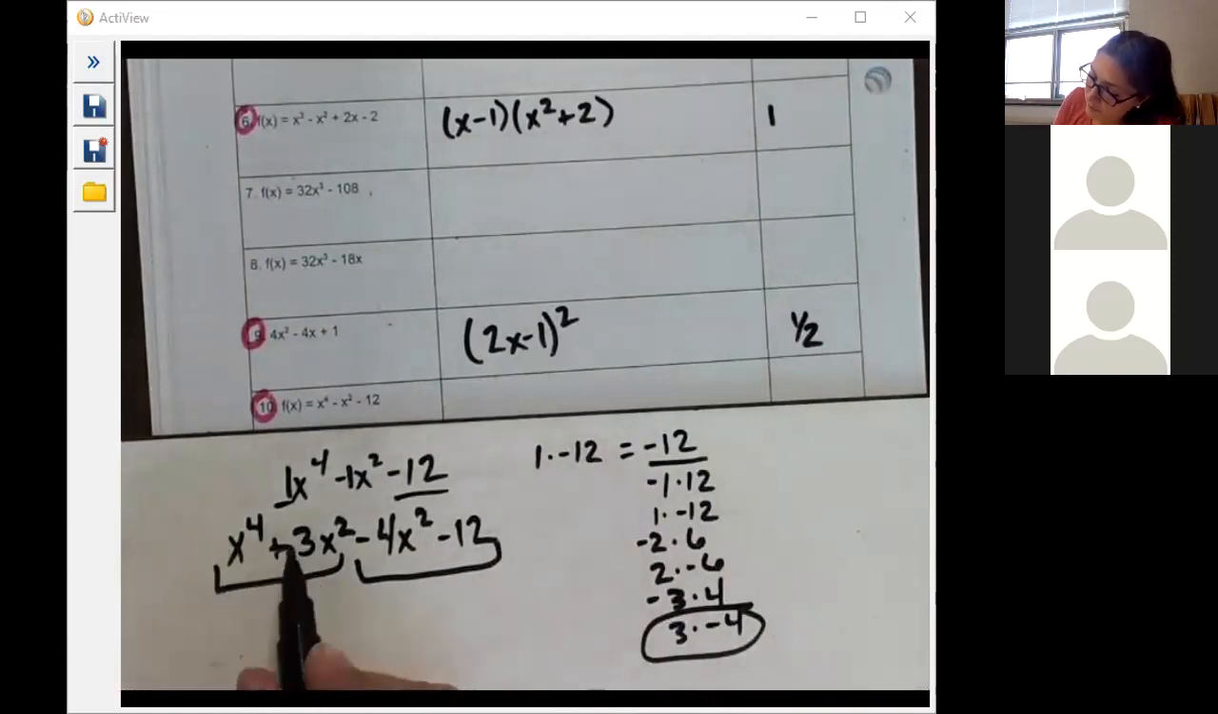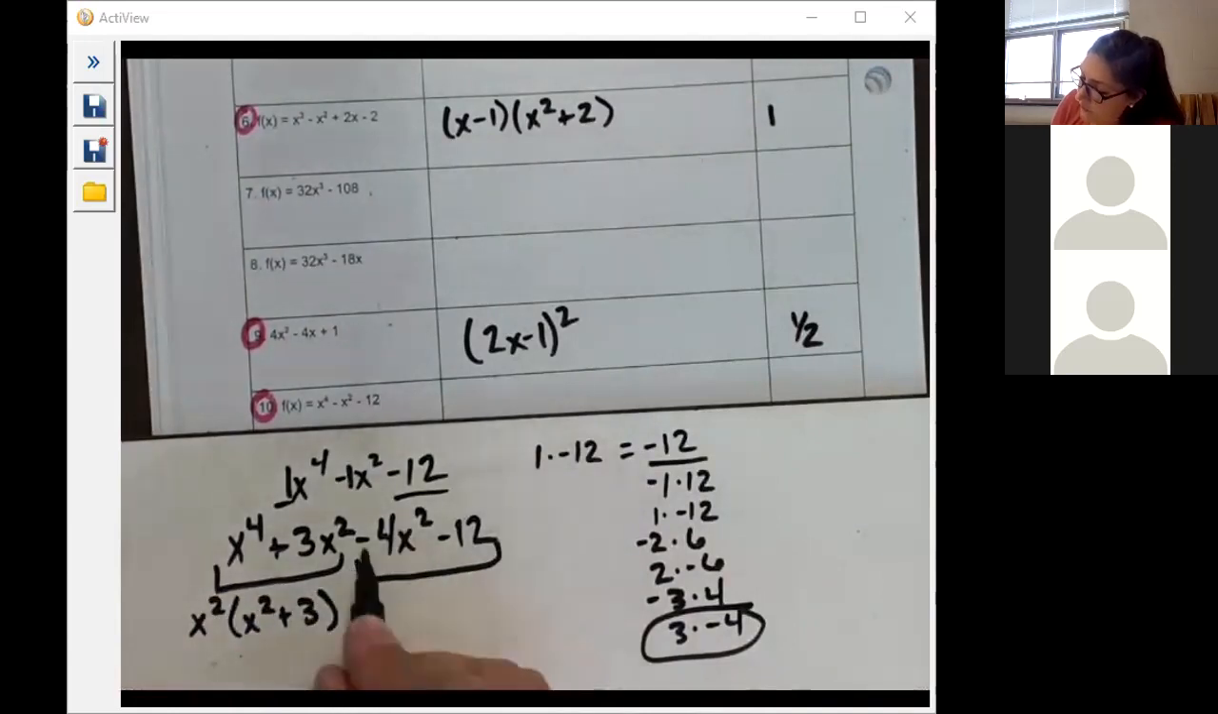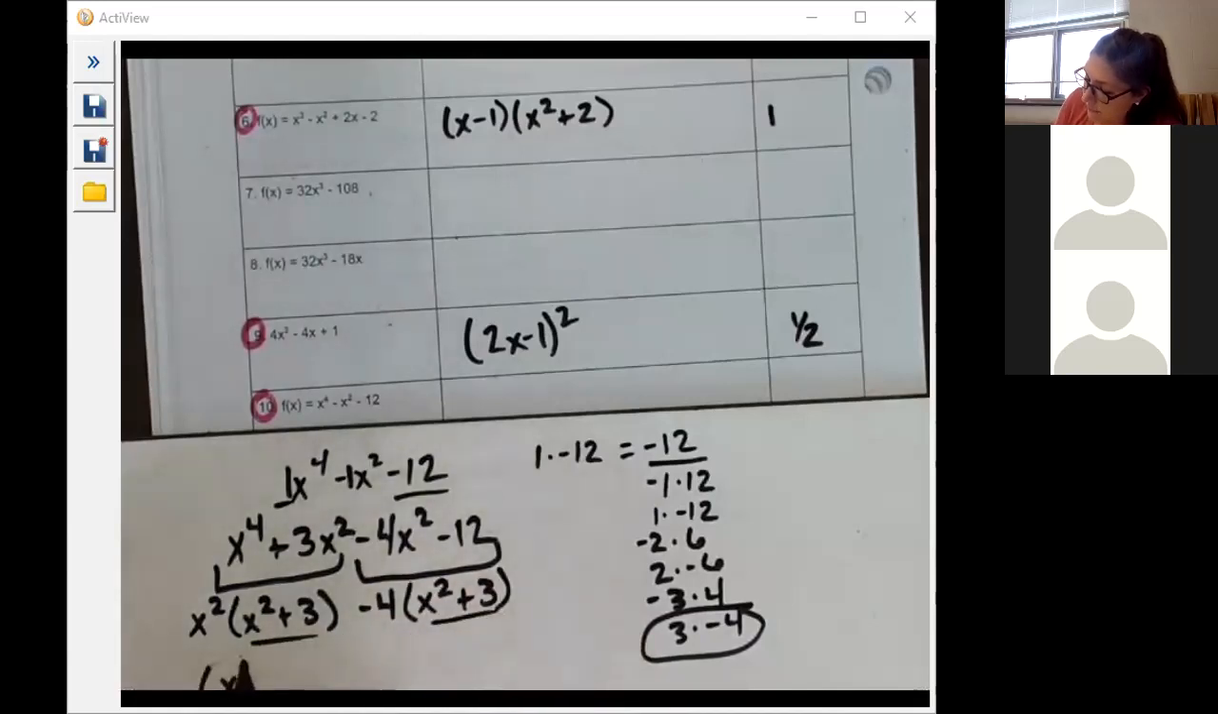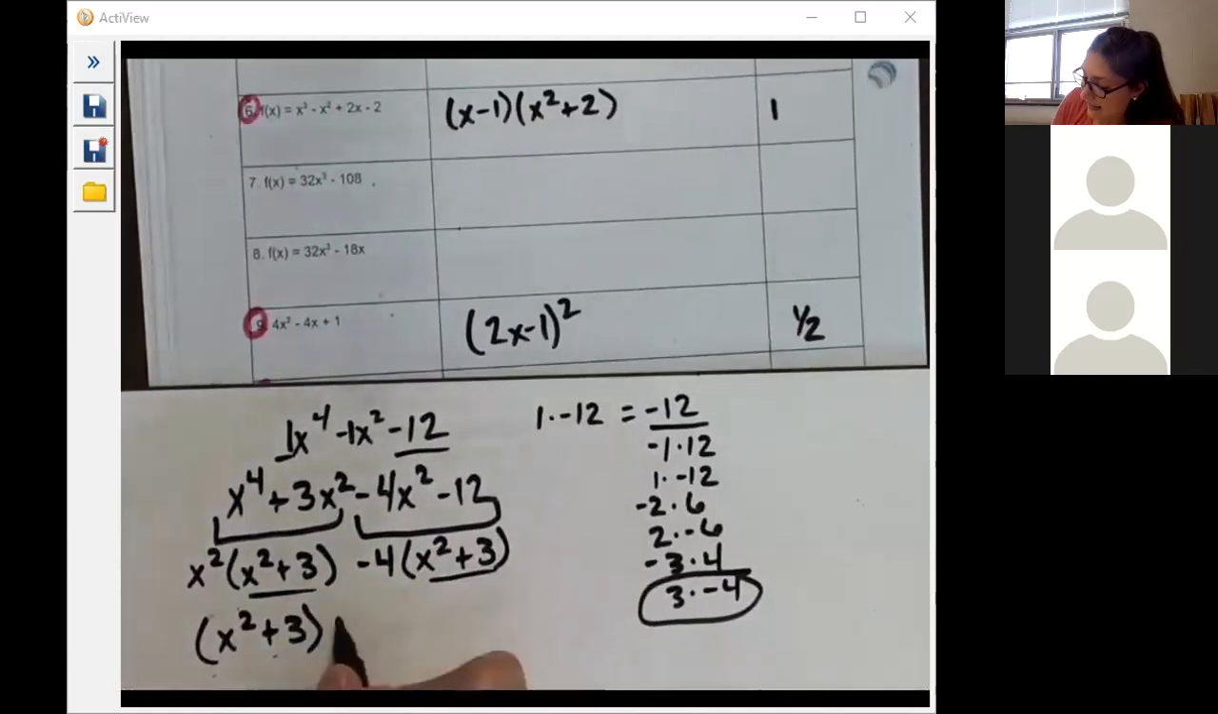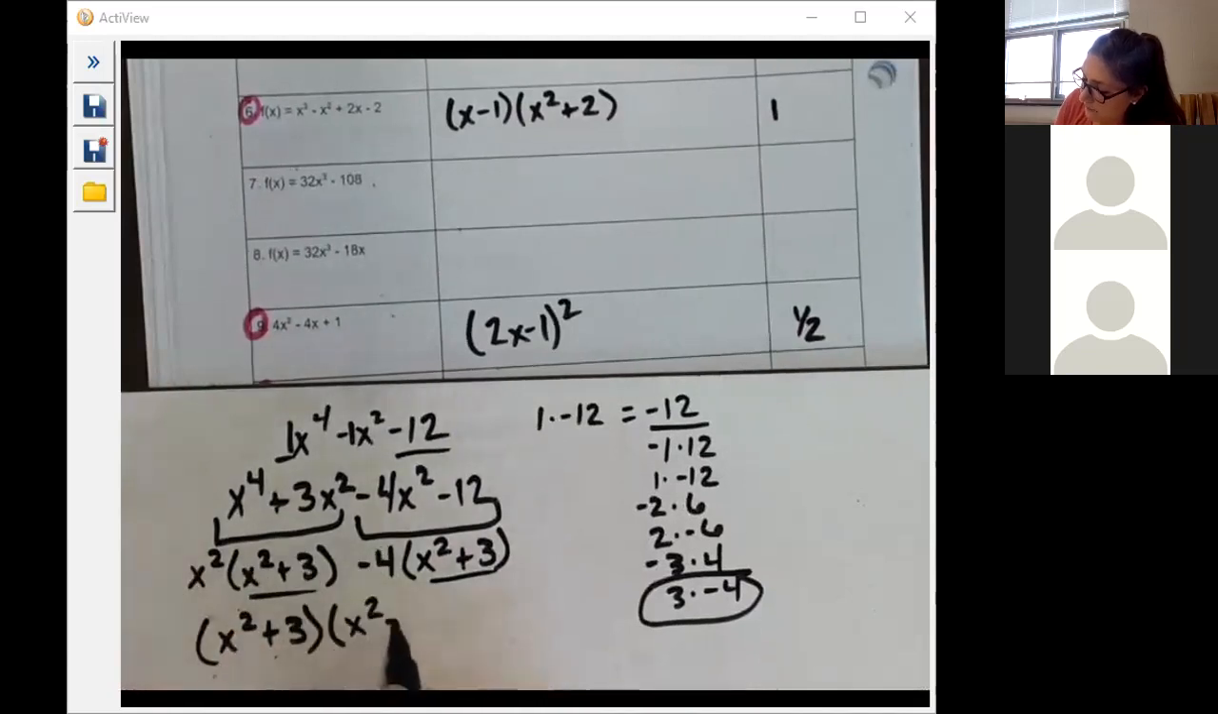For my first group, my GCF would be x squared. That leaves me with x squared plus 3. For my second group, my GCF would be negative 4, which would leave me with x squared plus 3. My stuff in parentheses is the same, so now I get to pull that out as my GCF, x squared plus 3. And left over, I have x squared minus 4.